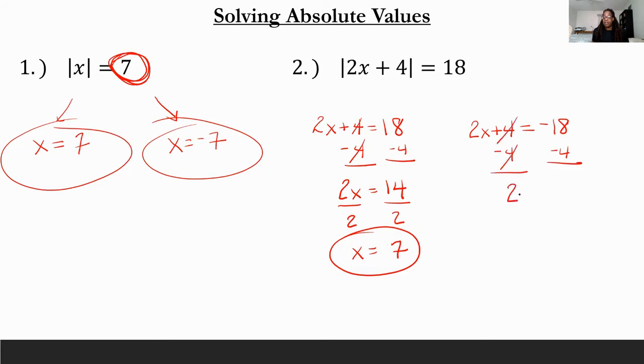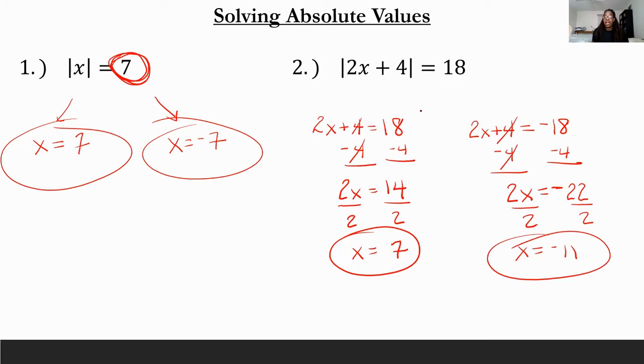So we still have my 2x is equal. But since both of them are negatives, that means my sign is going to be negative, and instead of subtracting, I'm going to add. So I got my 22. So now I want to divide both sides by 2. So now I have x is equal to negative 11. So what can make this into a true statement is my positive 7 and my negative 11.